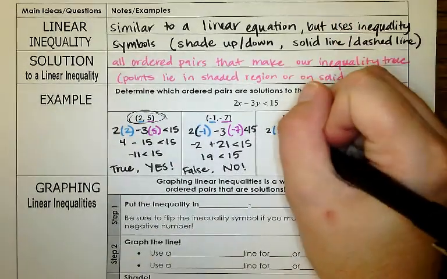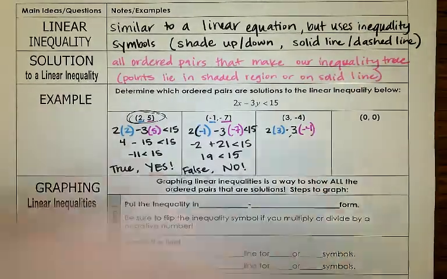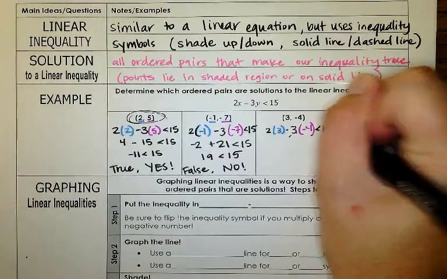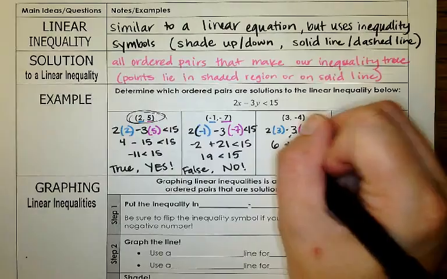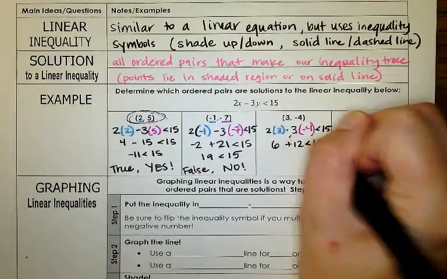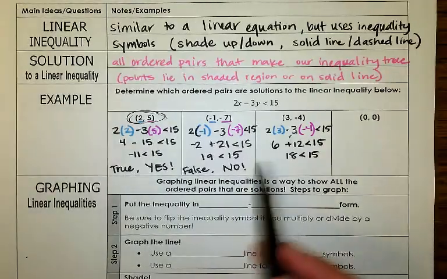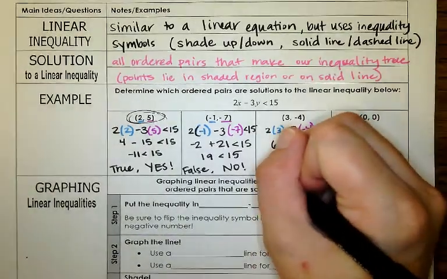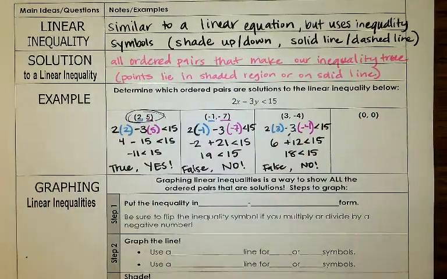Minus 3 times -4, and we want to know, is that less than 15? Okay, so that's 6 plus 12. Is that going to be less than 15? Well, that's 18. Is 18 less than 15, y'all? No. So this one's false. So this point is also not in the solution.